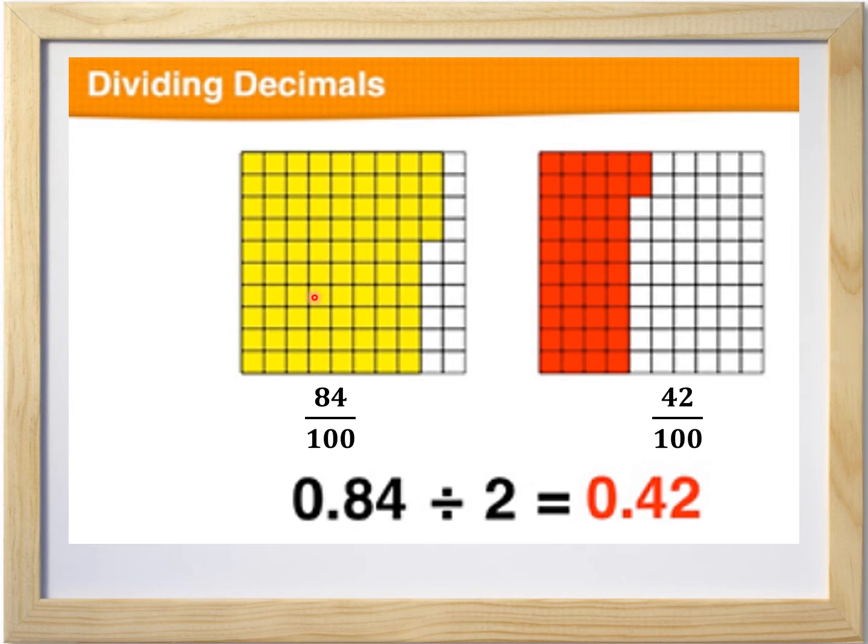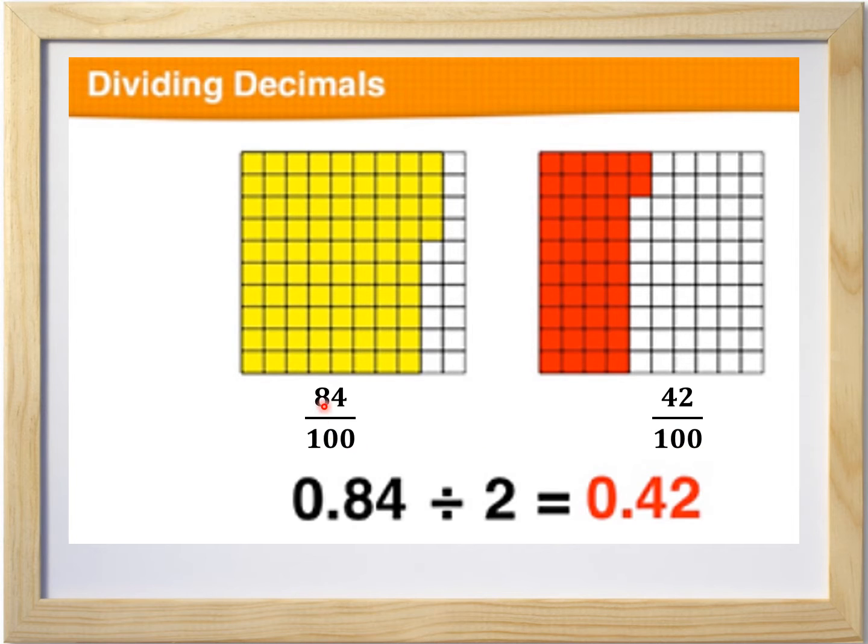See in the first picture, 84 parts out of 100 equal parts are shaded. So I can write this as 84 by 100. Now if I'm going to divide this by 2, we will get 42. This is represented in the second picture. That means 42 parts out of 100 equal parts are shaded.